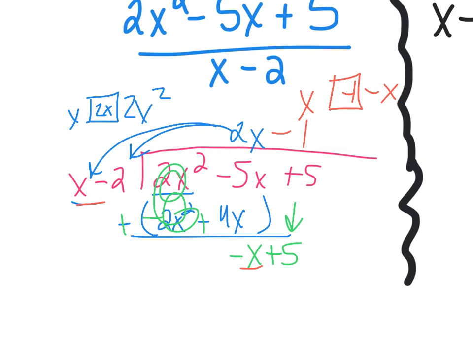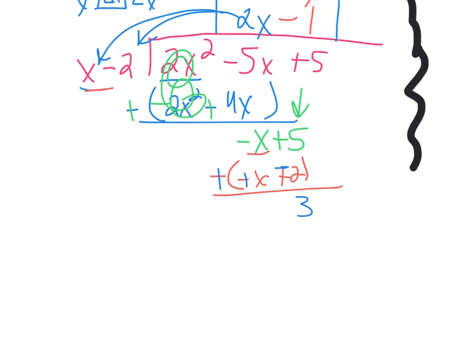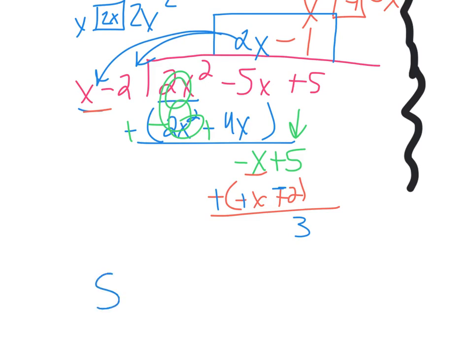Negative 1. Somebody last period said now you can stop. Is that true? Why not? What does the remainder matter in a slant asymptote? No. You can finish if it makes you feel better. So negative 1 times x is negative x. Negative 1 times negative 2 is positive 2. Then I distribute, and I have a leftover of 3. But that doesn't matter. The only part of your slant asymptote that matters is the line mx plus b. So you would have a slant asymptote at y equals 2x minus 1.